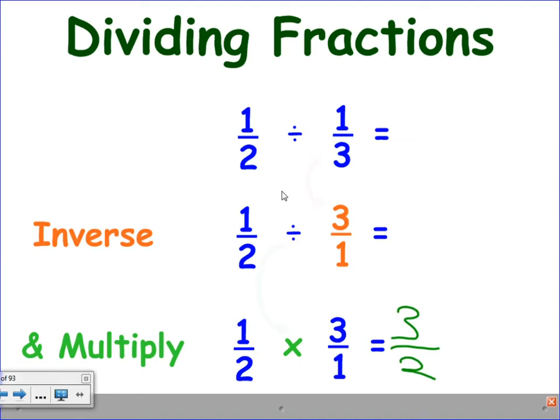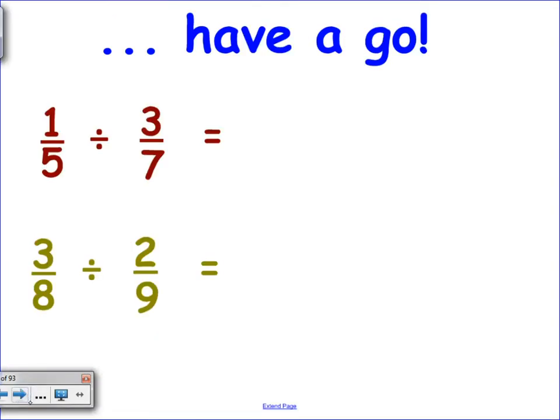Do you want to give those a go? Don't worry, not far to go. So, I've got a fifth and I'm dividing it by 3/7, and I've got 3/8 and I'm dividing it by 2/9. So you never actually carry out a division of a fraction. You convert them into multiplication, because multiplication is nice and easy. It's top by top, multiply bottom by bottom.